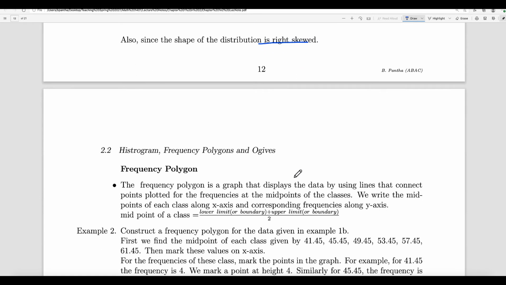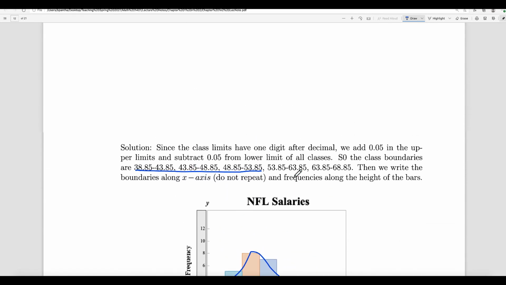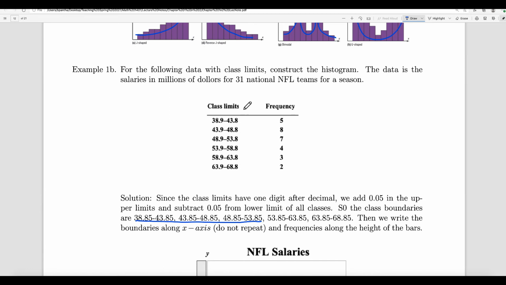Now, what is the frequency polygon? There are two ways you can draw it. One way is you find the midpoint. Let's say xm is the mid value. How do I find the mid value? Add this plus that number and divide by 2. 38.9 plus 43.9 divided by 2. Similarly, this plus this divided by 2. So you get the mid values and plot those along the x-axis, instead of plotting the class boundaries.